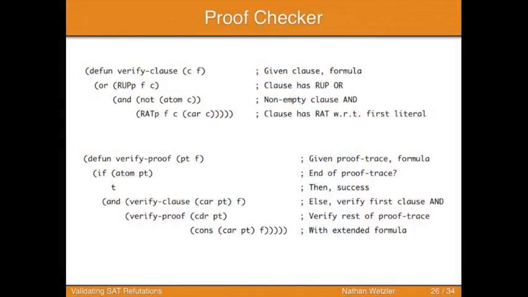So now I'm going to show you how we modeled our proof checker in ACL2. Given that we've defined the RUP property already, and we've defined the RAT property, we can say what it means to verify a clause in our proof. Given a clause in a formula, the clause has been verified as being redundant if it has the RUP property or it has the RAT property.